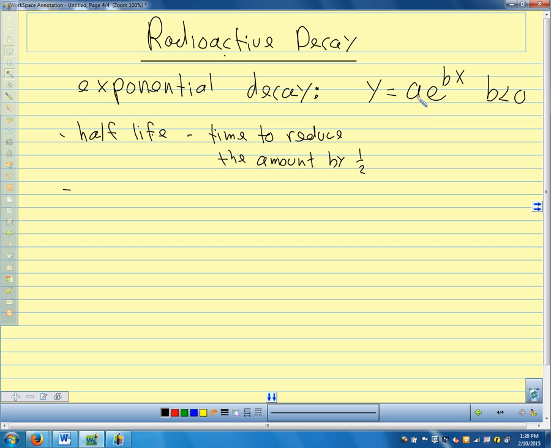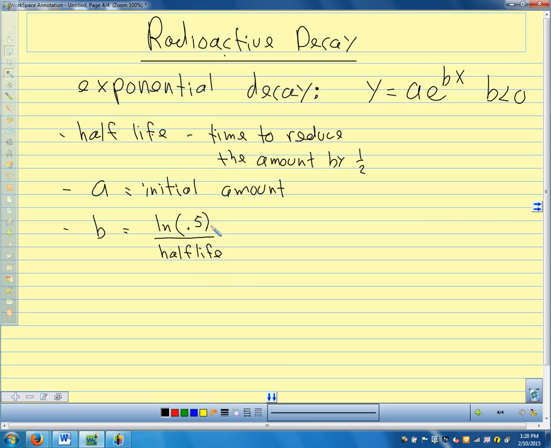For radioactive decay, A is our initial amount, so when time equals 0, when x equals 0. It'll tell you you start with a certain amount. And B is the natural log of 0.5 divided by the half-life. And notice the half-life isn't in the natural log.